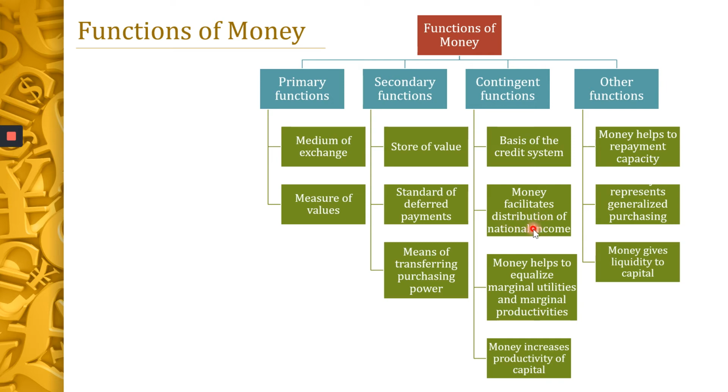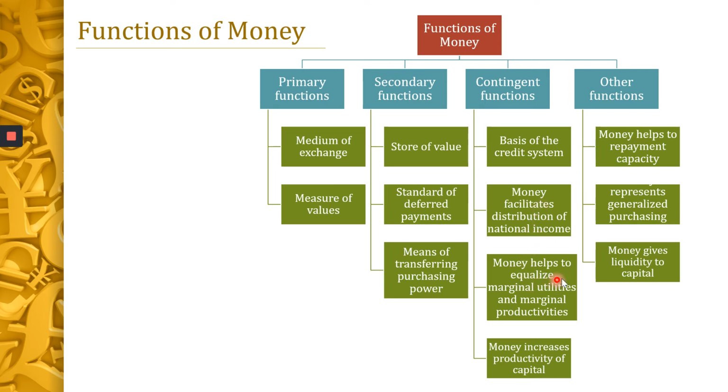So money facilitates the distribution of national income. After the invention of money only, you are able to find out how much the land is getting, how much the laborer is getting, how much we are paying for the capital. Okay, so the distribution of national income was facilitated by the invention of money.